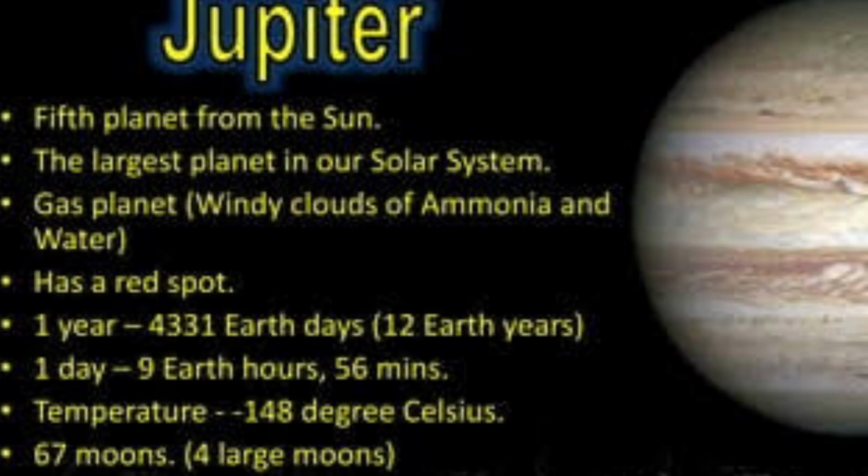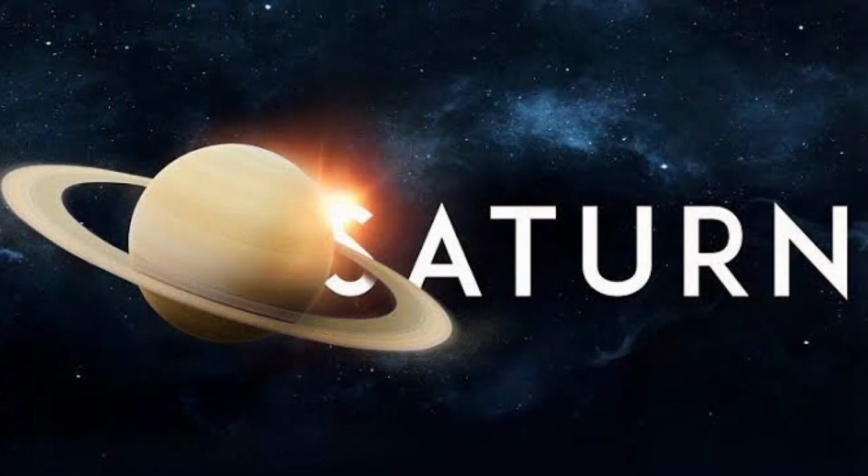The next one is Jupiter. Jupiter is the largest planet in the solar system, or you can say the most massive planet in our solar system. It is 318 times more massive than Earth. It is also 2.5 times more massive than all the other planets combined. Jupiter has 67 moons.